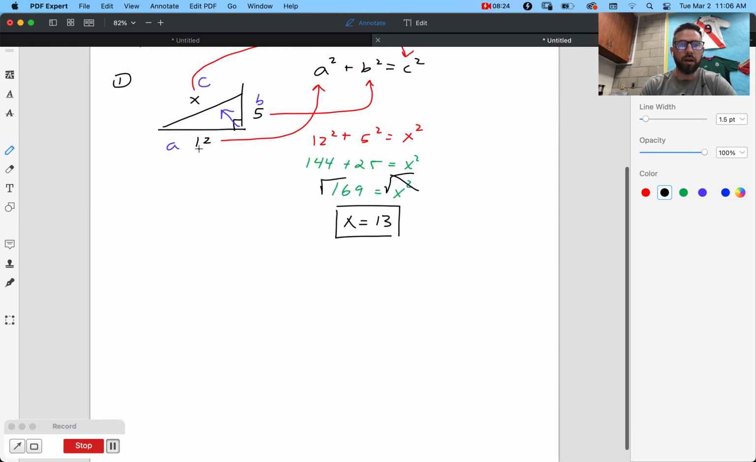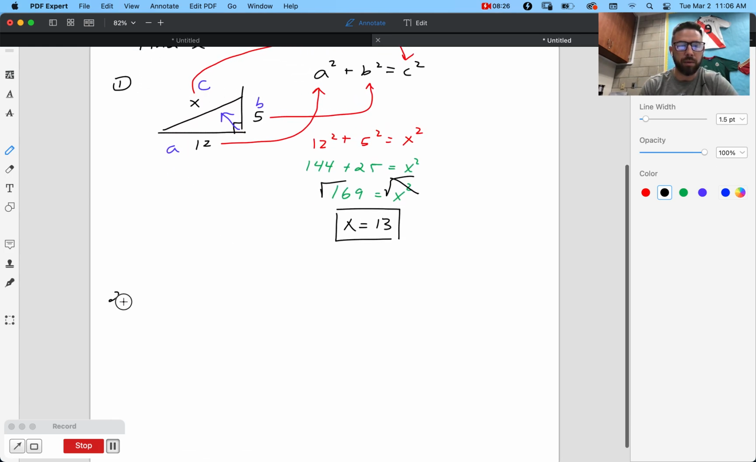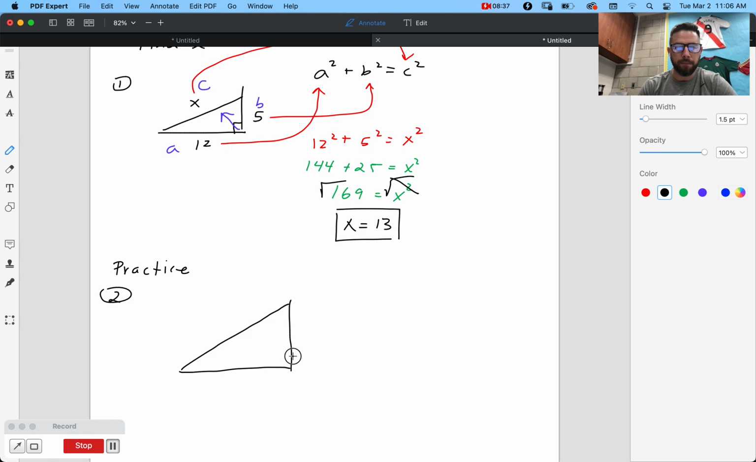Now let me give you one where you're not going to try and find the hypotenuse. It's going to be our practice. But you're going to try and find maybe a leg. You'll try and find A or B. So let me just go ahead and say x, 15, and 17. And let's see if you can go ahead and find x. So press pause, solve the problem, and then come back and we'll go over it.